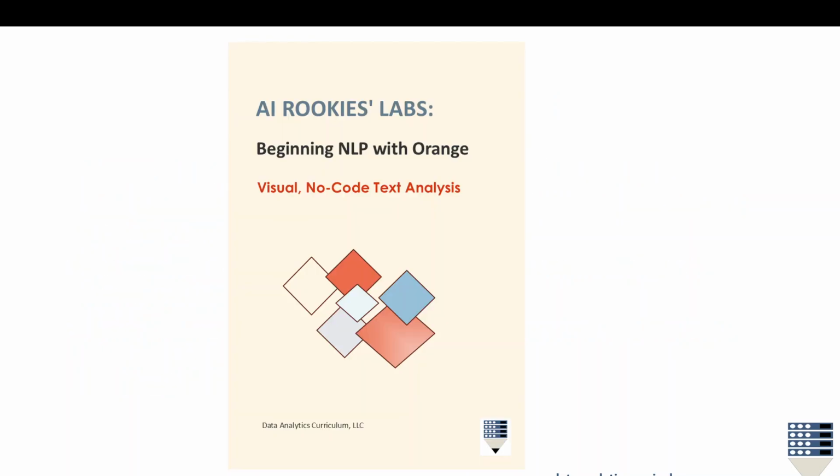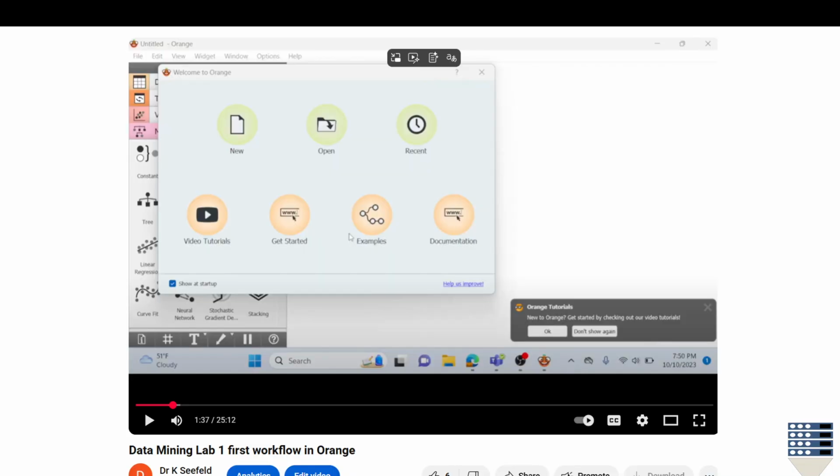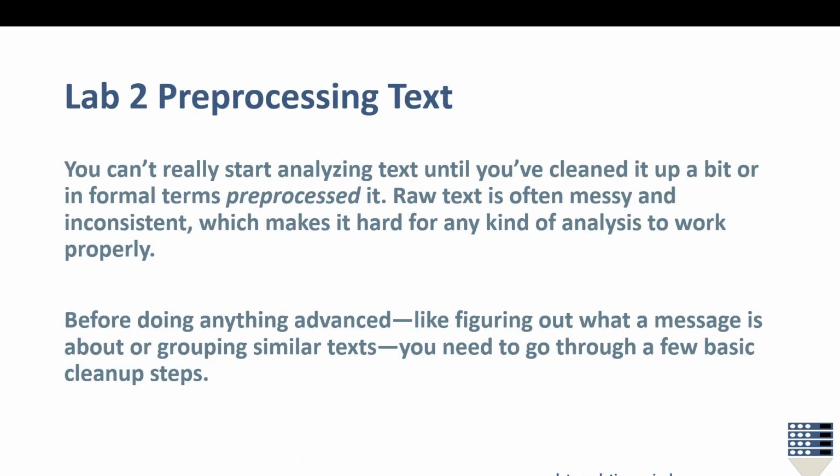Okay, so this is the Lab 2 video for AI Rookies Labs to talk about natural language processing basics using Orange. If you have not already done Lab 1, I didn't make a second Lab 1 for this specific NLP stuff because there already is a Lab 1 for the data mining. It's the same exact thing, so I didn't make a second video for it.